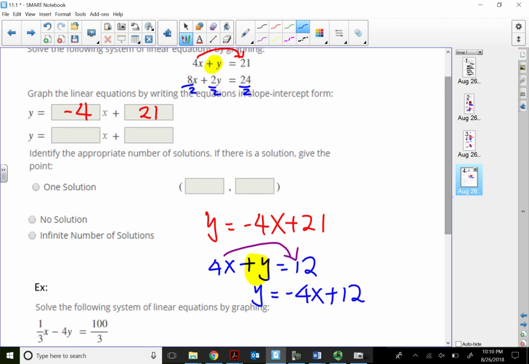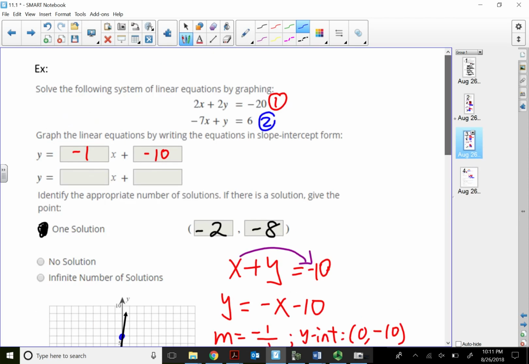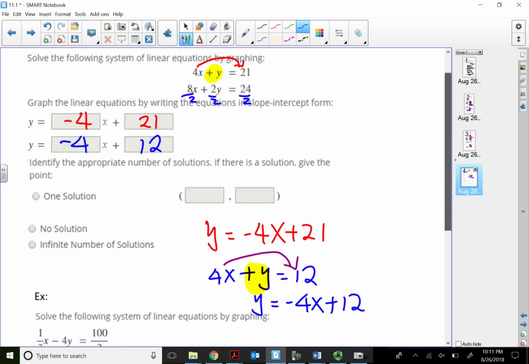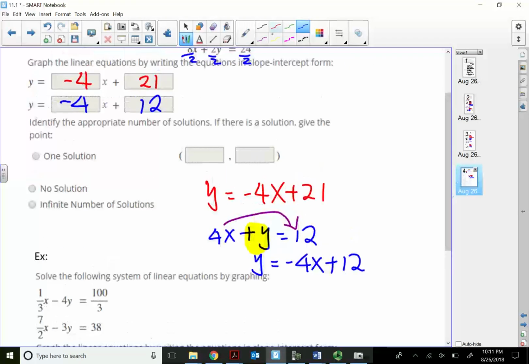So what you're noticing here is the slopes are the same, but the y-intercepts are different. In that case, let me go back up, sorry. Same slope, different y-intercept. That means the two lines are what? Parallel. So I have no solution. Okay, that's how we do this.